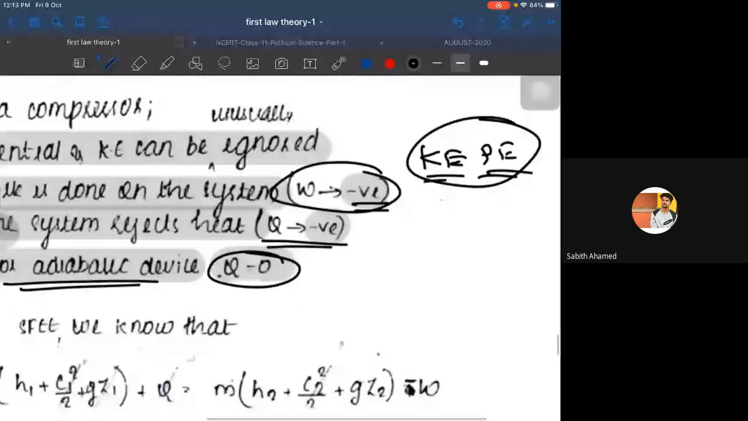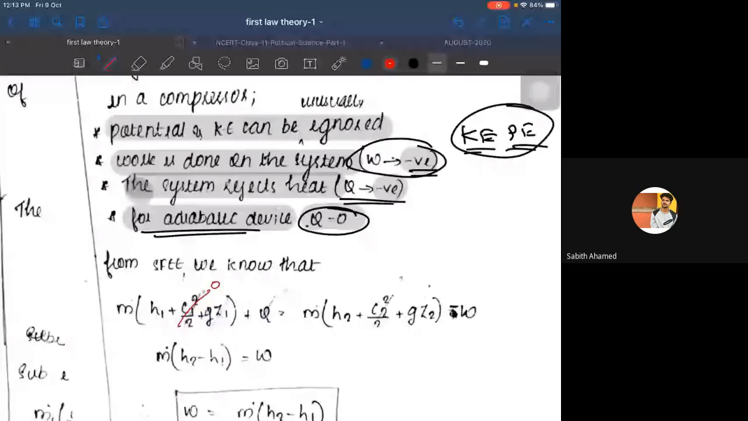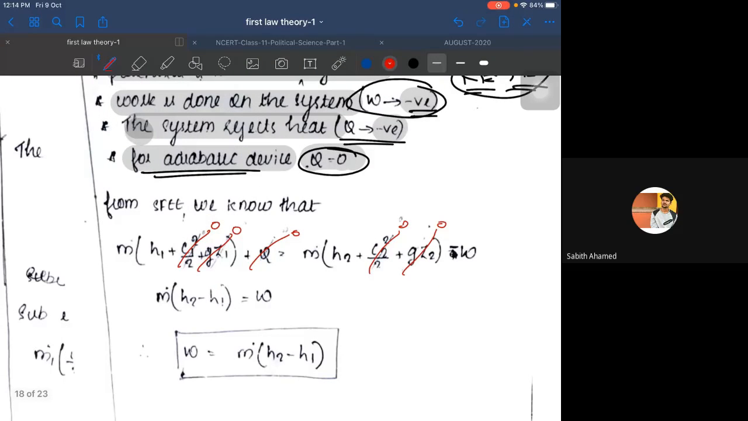So the kinetic and potential energies are taken as 0 on both sides, that is, inlet and outlet. Now the heat flow would be 0 because we have assumed it to be an adiabatic system. What remains is m dot into h2 minus h1, and the work done would be given as m dot into h2 minus h1. Exactly reverse of this is your turbine.